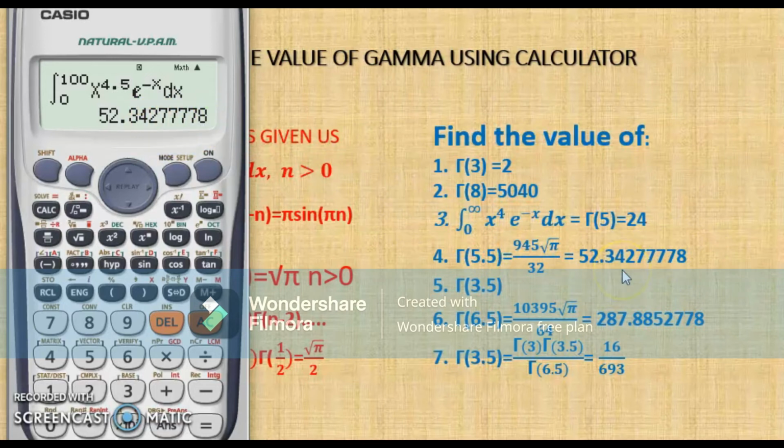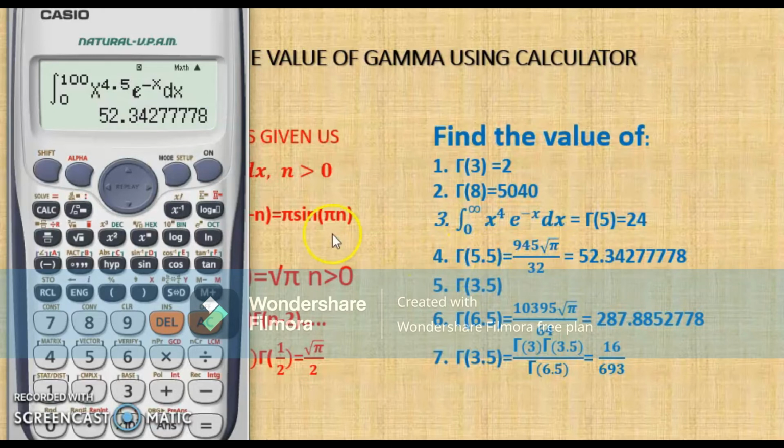And now let's say in objective 6 you have been given 94.5 root pi all over 32. You can just test this answer and see whether you will get this. Okay, and that is our answer for gamma of 5.5.